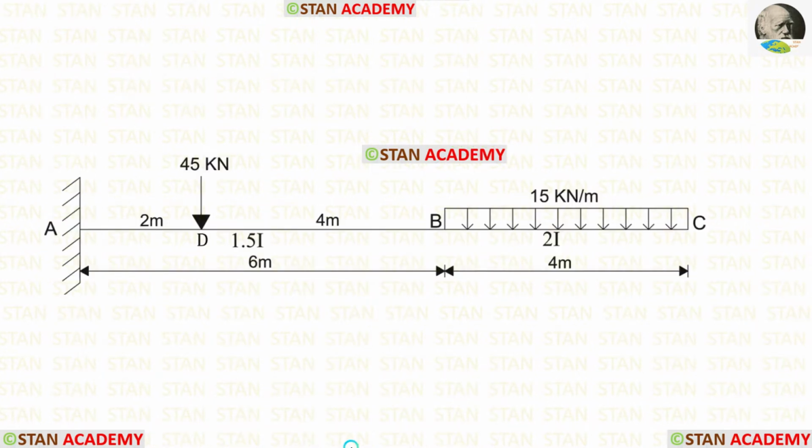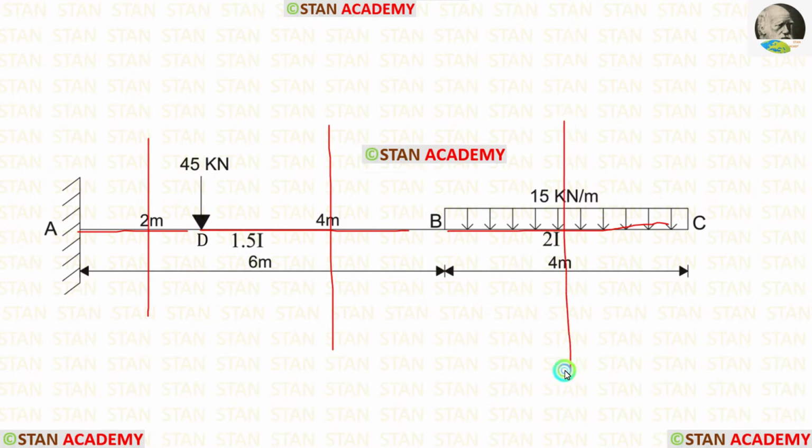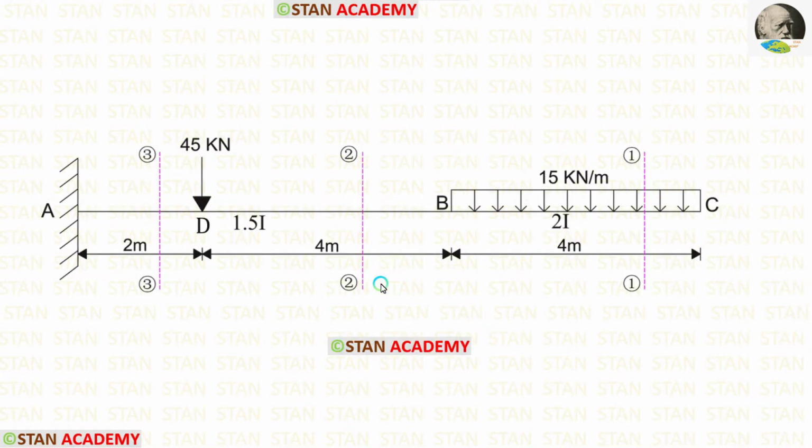To find the moments m1 and m2, we have to make sections in this beam. In this beam, there are three different parts: AD, DB, and BC. So we have to make three sections, one in AD, one in DB, and one in BC. You can see that I have made three sections. The first section in BC, the second section in DB, and the third section in AD.